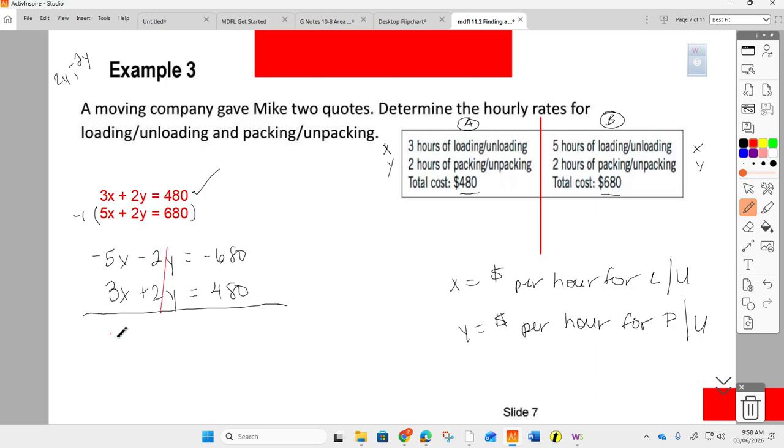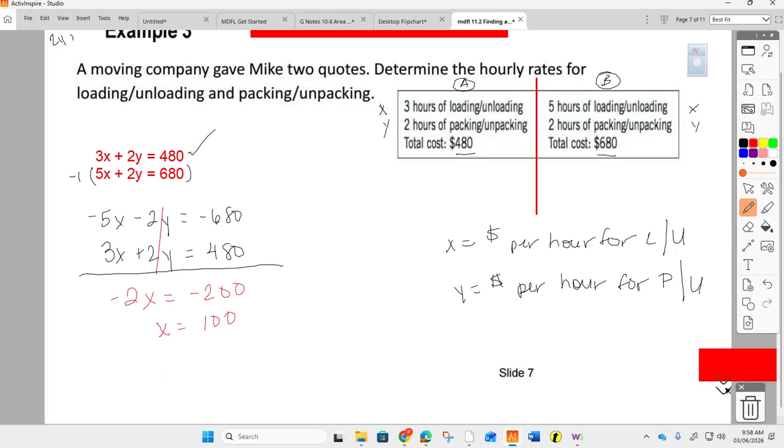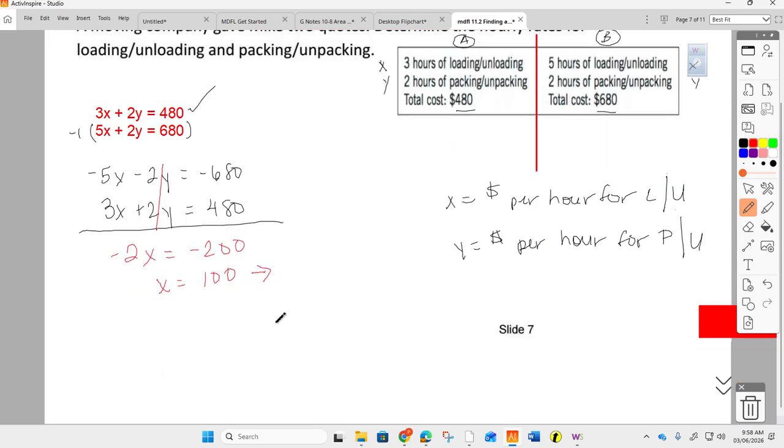Leaves me negative 2 times x equals negative 200. So I'm solving for the price per hour for loading and unloading, dividing both sides by negative 2. So I get x equals 100. Now, in a real-world problem, we don't write this as an ordered pair. We do need to write it in a form that makes sense for this problem. So this is $100 per hour for loading and unloading. That's what that 100 represents. That is the cost, the price per hour the movers charge for loading and unloading.